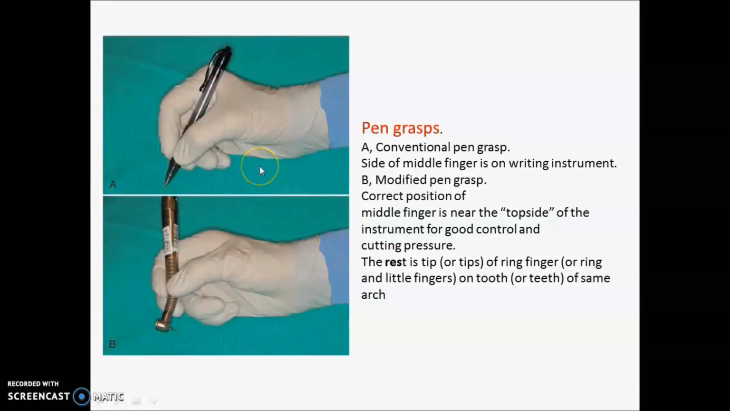Let's talk about the grasp. So students often tend to confuse. So this is your pen grasp. You can see the side of your middle finger is on the writing instrument, whereas in the modified pen grasp, the side of the middle finger is on the top side of the instrument. Because of that, you will get good control and cutting pressure. And if you talk about the rest, it can be the tip of your ring finger, or you can use the tooth on the same side. So these are your two different pen grasps, conventional and modified.